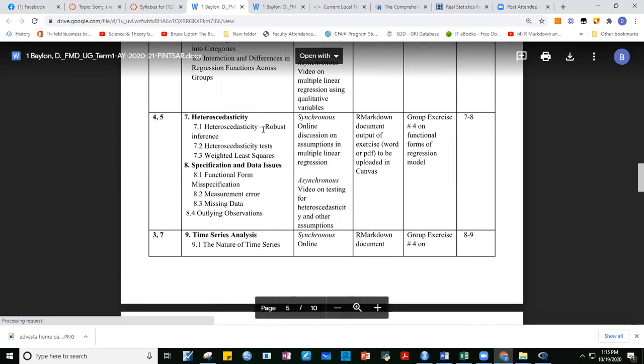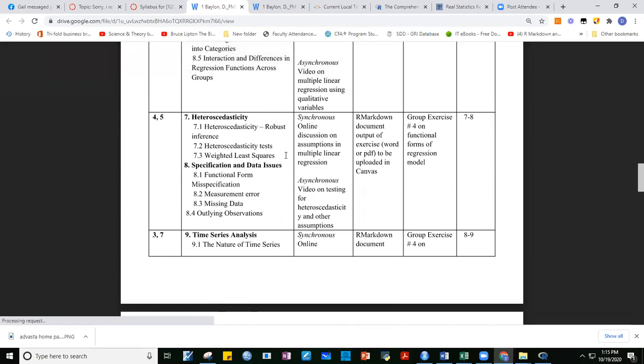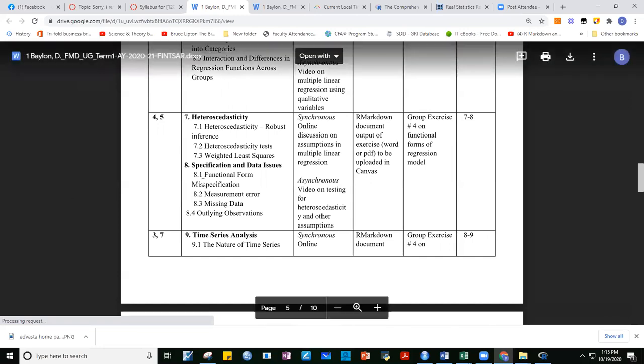And then a very important topic. This is to diagnose our model, if it's acceptable or not. It's what we call heteroskedasticity, where we look at the variance of the error terms. If the variance of the error terms is not constant, then we have a situation called heteroskedastic. And if that's the case, then we have to remedy that because that means that our model is not acceptable. And then we also look at specification and data issues.